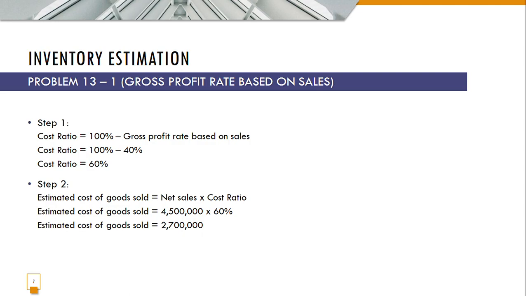Step 2, using the cost ratio, we can estimate our cost of goods sold. So we have net sales times cost ratio. Net sales of 4.5 million times 60%, so we have an estimated cost of goods sold of 2.7 million.